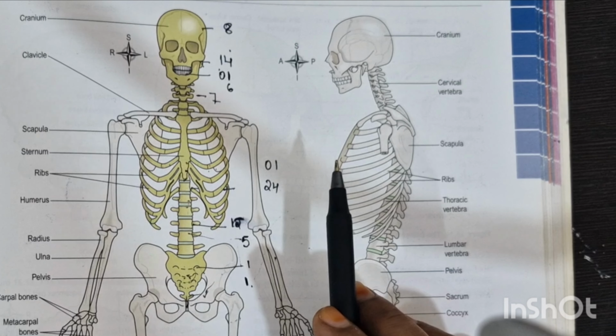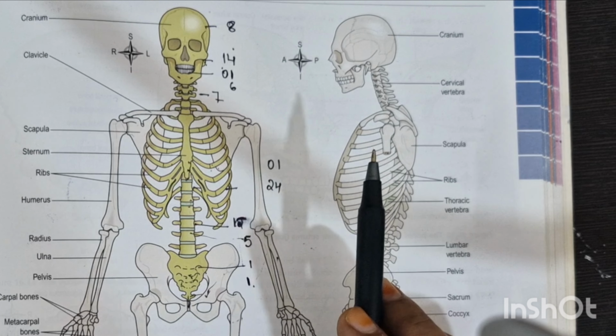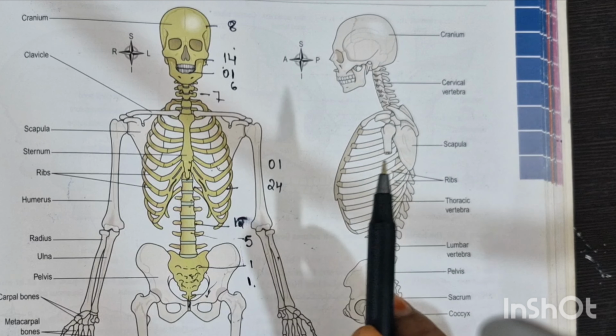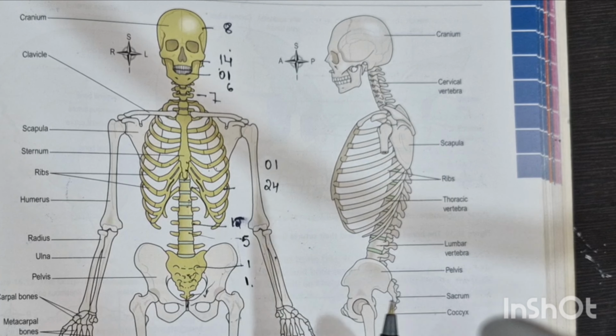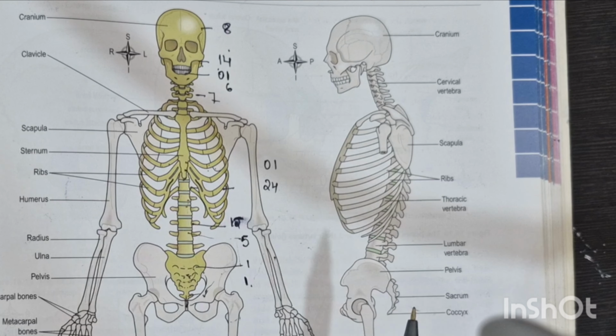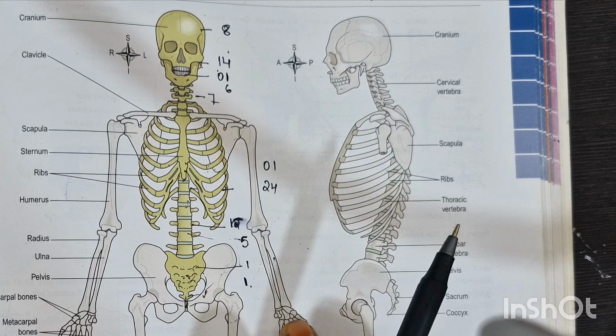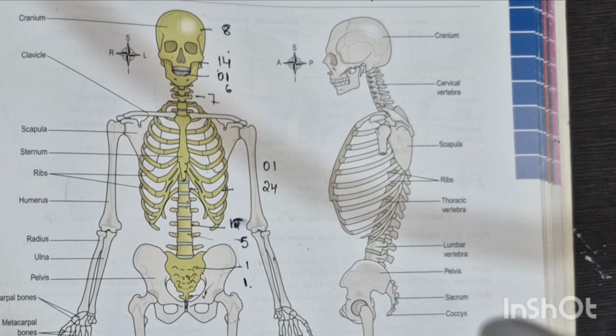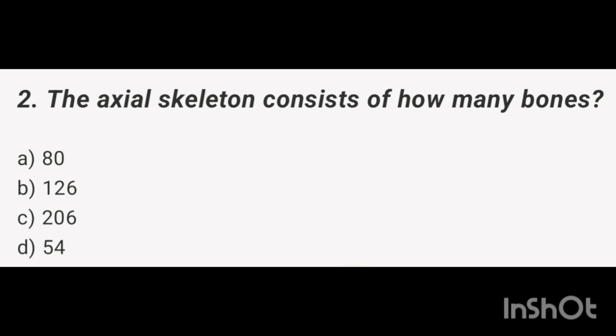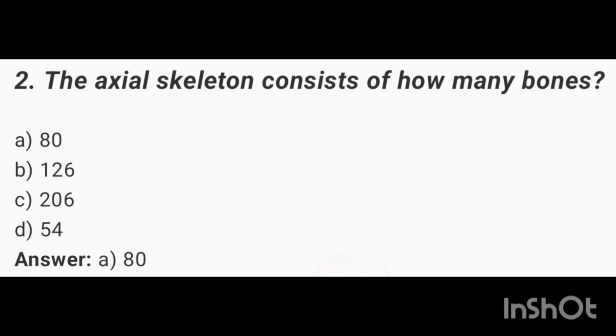So how many bones are there in our body in total? 206. If you subtract 80 from 206, the answer is 126. 126 are the bones of the appendicular skeleton. So among the options, the first one is 80, which is the answer for the axial skeleton, but 126 is the appendicular skeleton bones. 206 is the total bones and 54 is wrong. So option A is the correct answer.